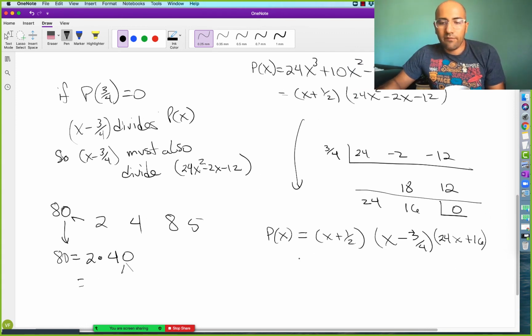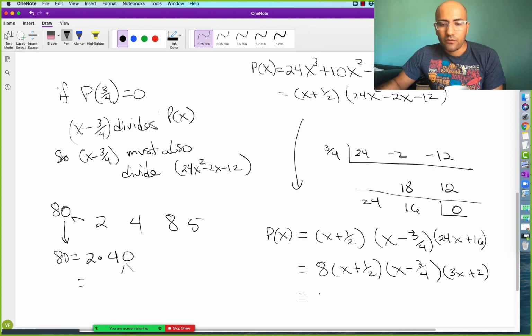Good. I can simplify this now. I mean, I'm kind of done, but there are different ways to simplify it. I can factor out an 8 from here, and I get an 8 out here, and then I'll have a 3x plus 2 in here, and then an x plus 1/2, and then x minus 3/4. Then I can break this 8 down into 4 times 2: x plus 1/2, and an x minus 3/4, and then a 3x plus 2.